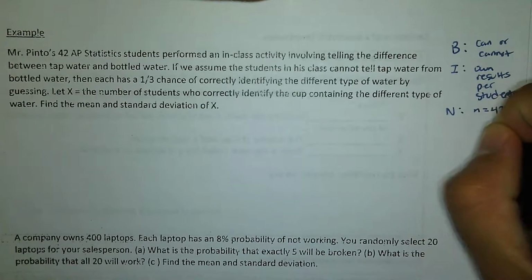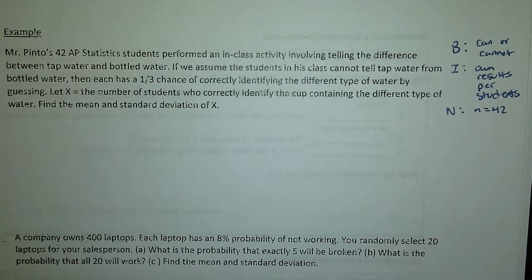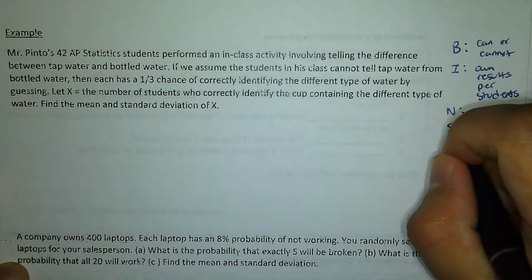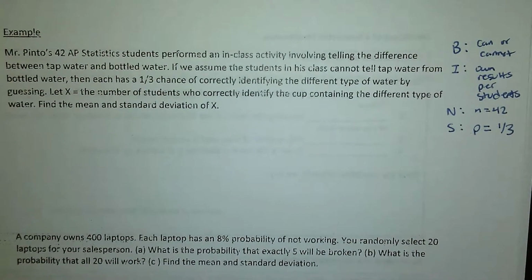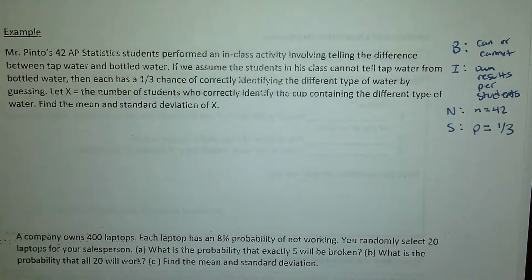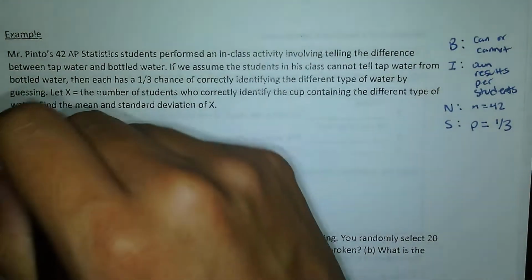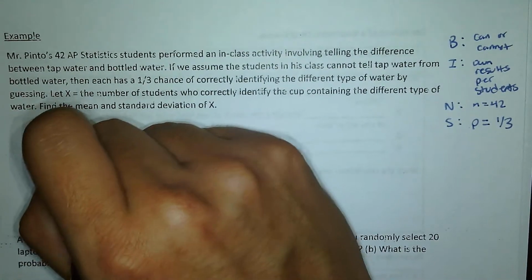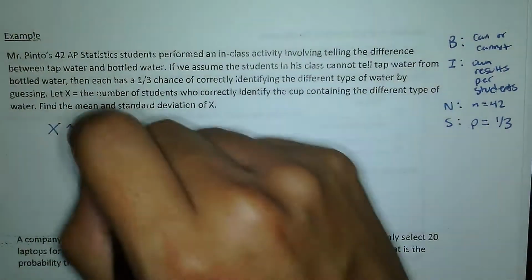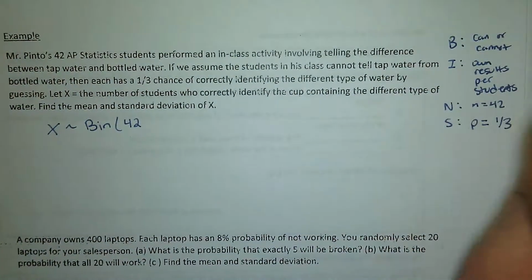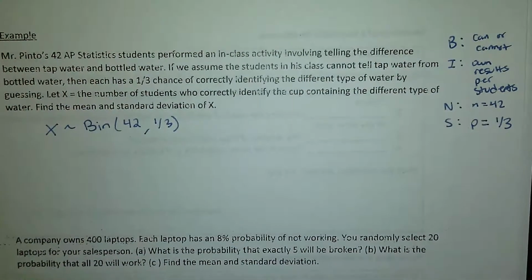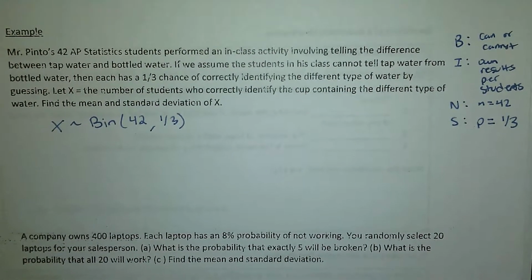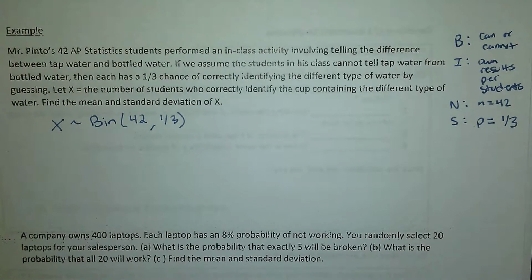I have 42 students that are enrolled in Mr. Pinto's AP Stats class. And then the last one would be the probability of success, and here that's about a 1 in 3 chance of correctly guessing. So because we've got binary outcomes here, we know that x is most likely a binomial random variable with the following characteristics: a sample size of 42 and a success rate of 1/3. And now because I know this, I can use my parameter formulas from the previous page to find these values.